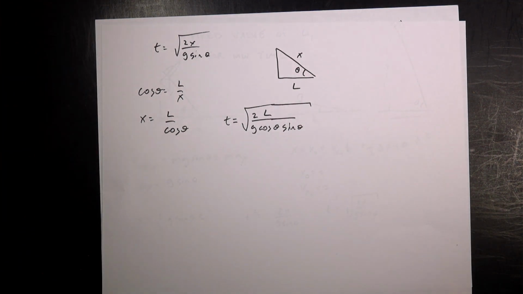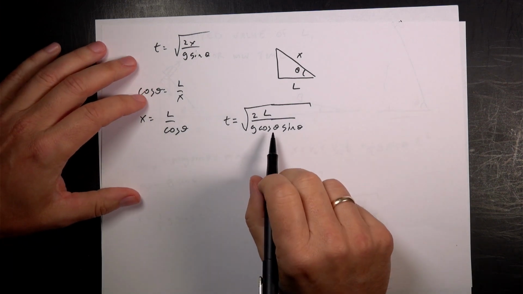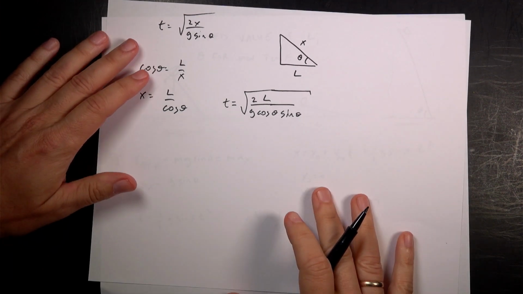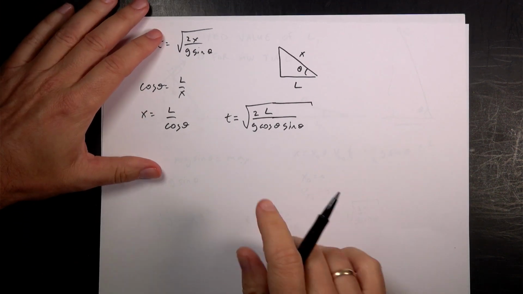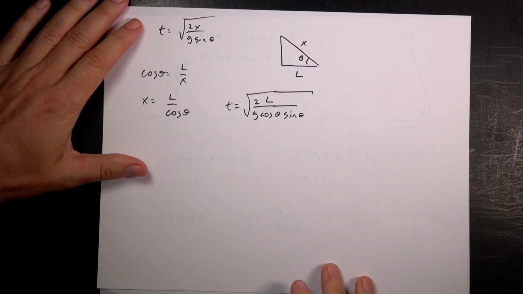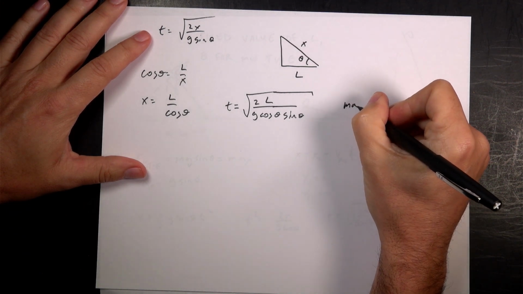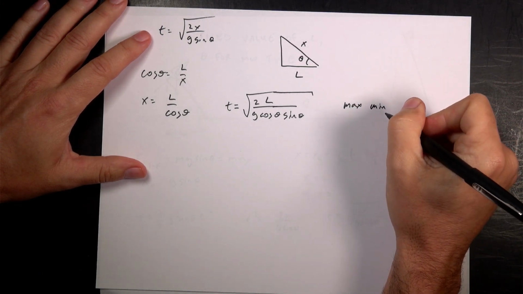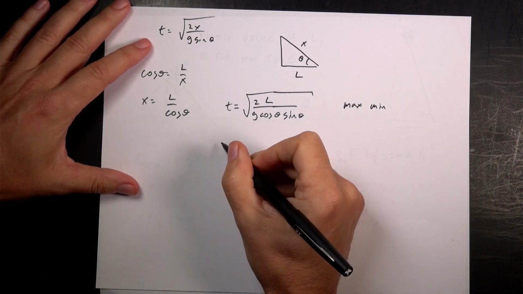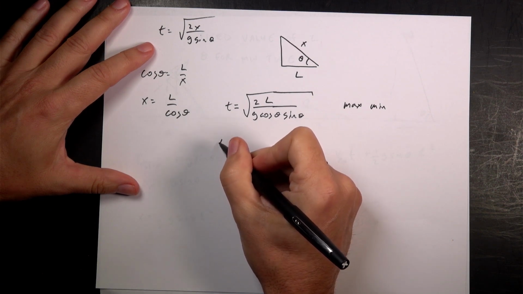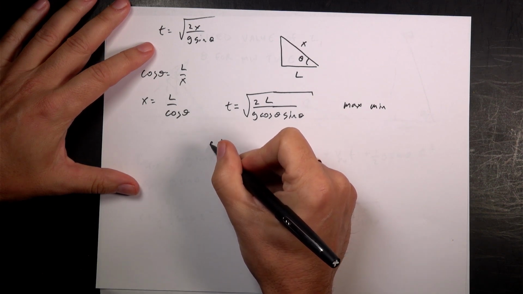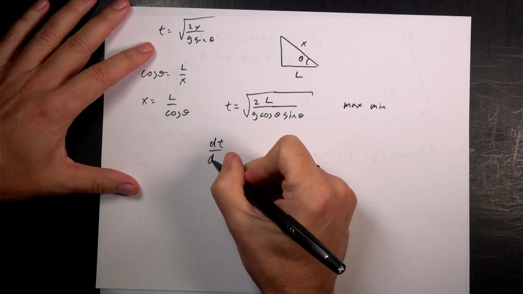Okay, that's my time. And I want to find out the minimum time. So in this case, if I want to find the minimum time, I'd do a max-min problem. And I don't want to do this because this does not look nice. So let's take the derivative of time with respect to theta.